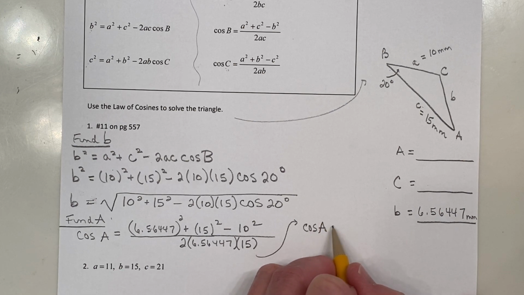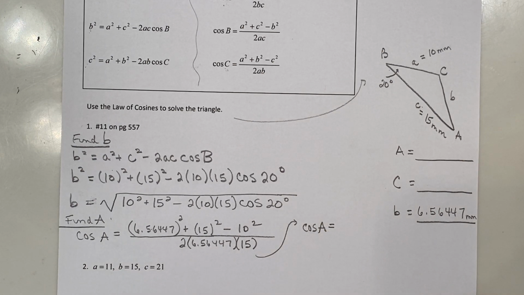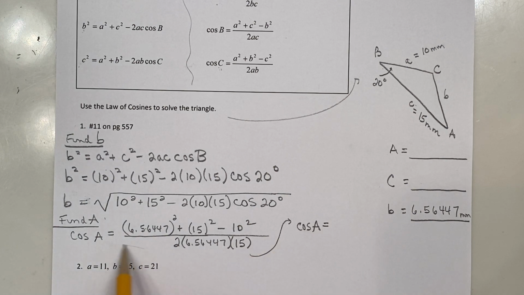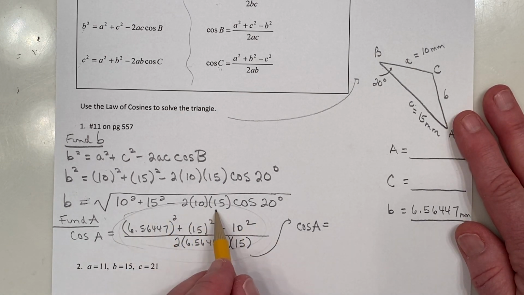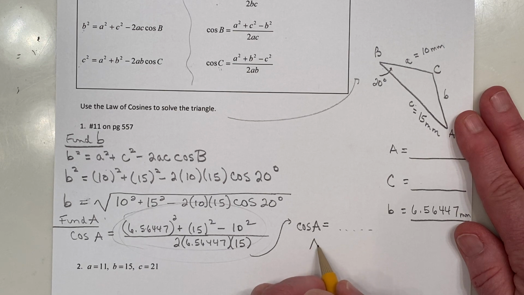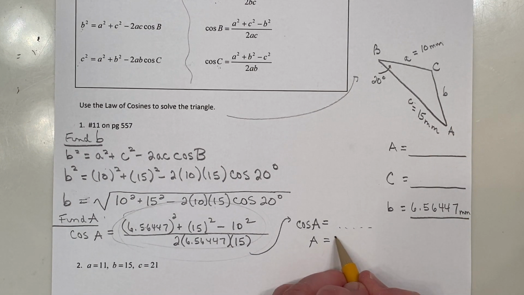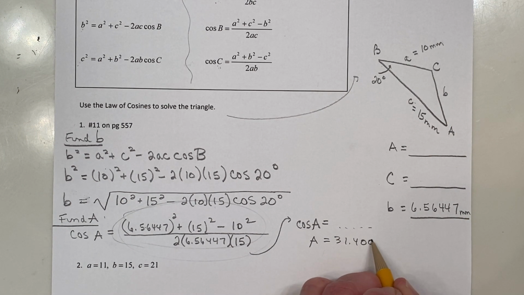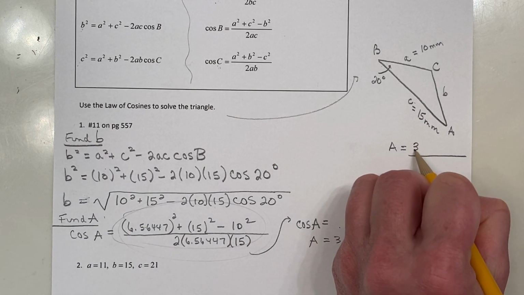So we're going to have cosine angle A equals some value here from the calculator. I don't have that value, but you might want to do all this work right here. Whatever number you get here, you're going to do an arc cosine to get angle A. So angle A, I did get, was 31.40055 degrees. I'll record that here.